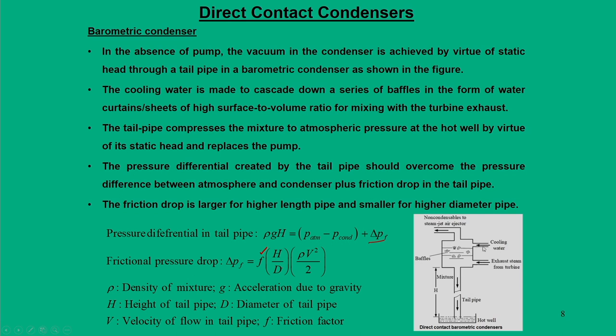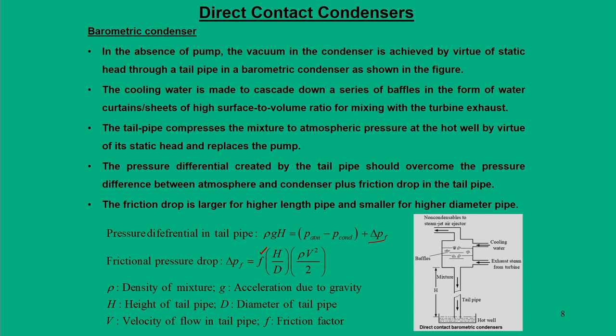Second thing is that here this cooling tower arrangement is like baffles. That means there are multiple baffles. So, the water continuously gets in contact with the exhaust of the turbine. Another important aspect of this is non-condensables. For example, the water which is condensed goes out through this tailpipe, and whatever non-condensables there are have to be taken back through a steam jet air ejector system. So, these are what we call unwanted parts, as far as the condenser requirement is concerned. And the role of this tailpipe of this mixer is to compress the mixture to atmospheric pressure in the hot well by virtue of static head, and thus it replaces the need of the pump.